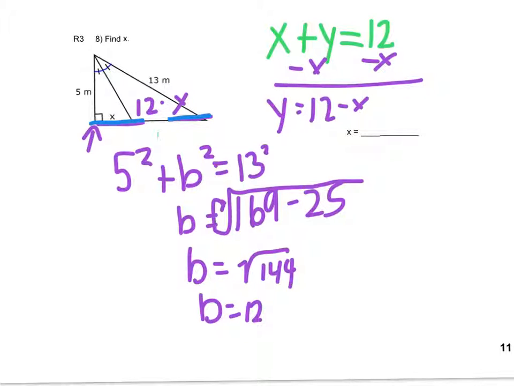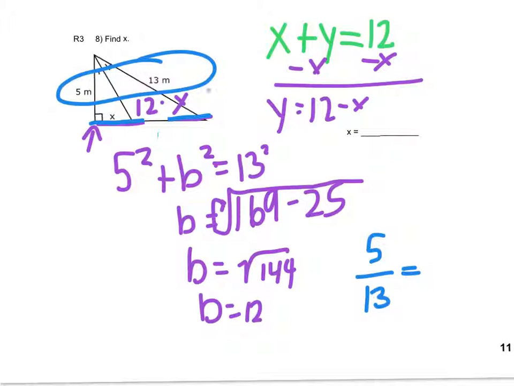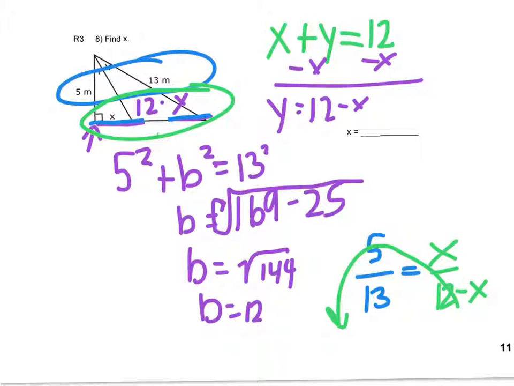Now I can write a proportion. I'm going to say 5 is to 13 as x is to 12 minus x. Don't forget to use your distributive property when you cross multiply. Oops, that didn't work very well. Let's try that again. This is going to be 60 subtract 5x equals 13x. Add 5x to both sides, divide by the coefficient, and that will give you x.